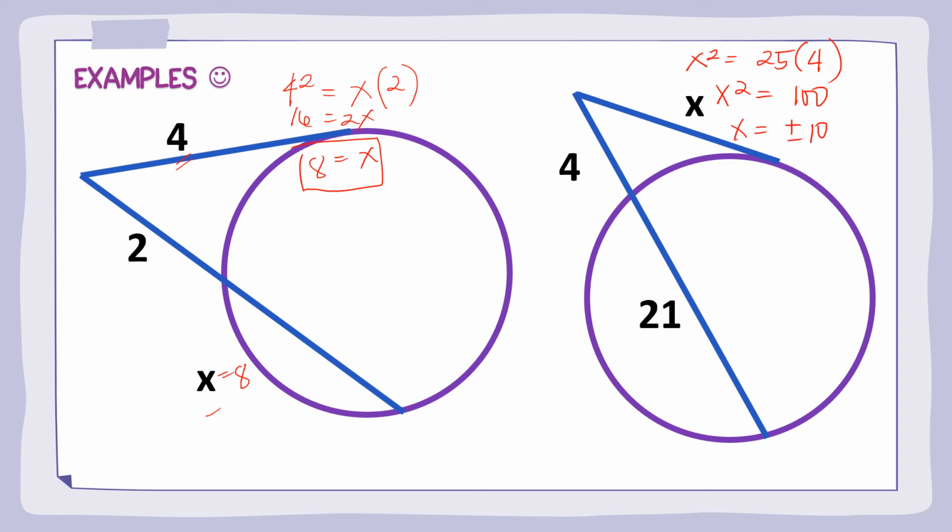Now, alin kaya sa dalawang sagot? Positive 10 or negative 10? Yes, positive 10 ang answer. Why? Because we're talking about distance. We're talking about length. Wala naman tayong length na negative. For example, ano bang height mo? Ma'am, negative 5'9" po. Walang ganon. So, kapag we are talking about distance or length, we are to take the positive one. Okay?